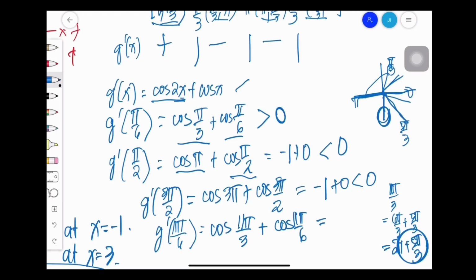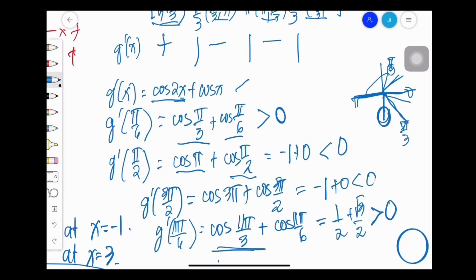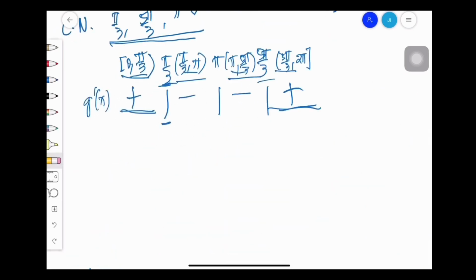So what is cosine of 5 pi over 3 now? Cosine of 5 pi over 3 is 1/2, and cosine of 11 pi over 6 is square root of 3 over 2. And that is indeed positive. Let's erase this first. This is positive, meaning over this interval, we have positive derivative. Now, we are ready to make conclusions.